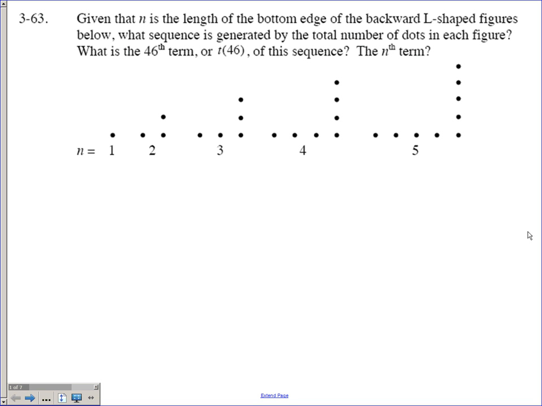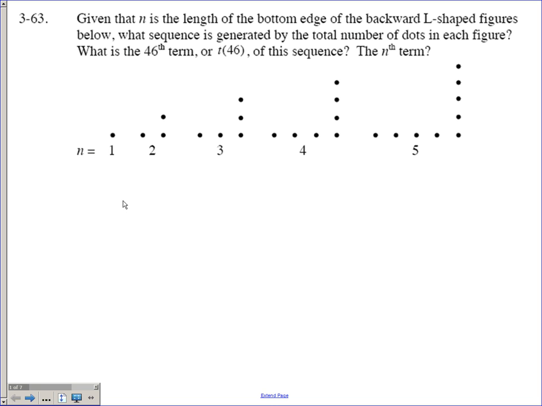All right, problem 3-63 says, given that n is the length of the bottom edge of the backward L-shaped figures below, what sequence is generated by the total number of dots in each figure? What is the 46th term, or t of 46, of this sequence? And what is the nth term? So there's several ways you can do this problem.